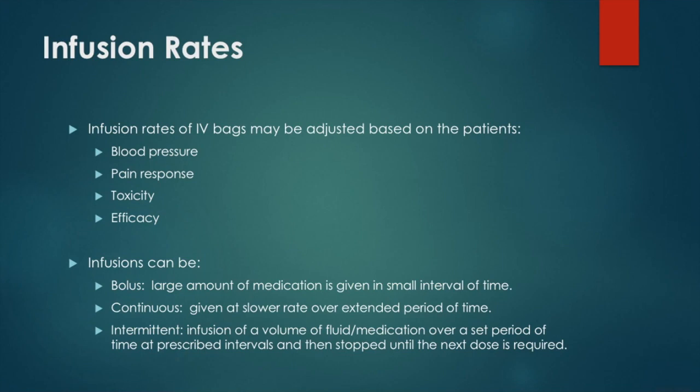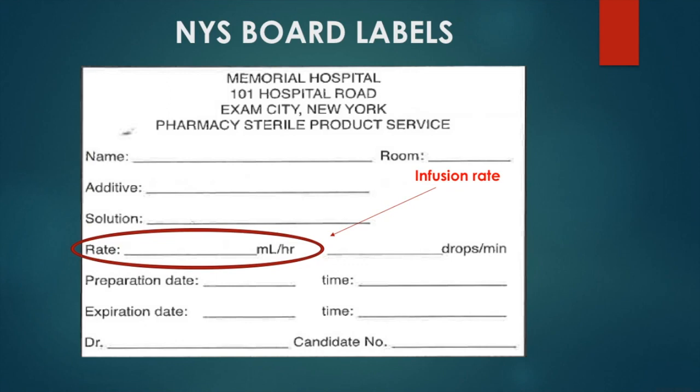Intermittent is just saying how often should the patient get this, right? So yes, the patient is going to get this IV medication that's going to be infused over 1 hour. But how often are you going to give this patient this medication? Maybe it's every 8 hours, every 12 hours, once a day. But that's a little different from the infusion time itself.